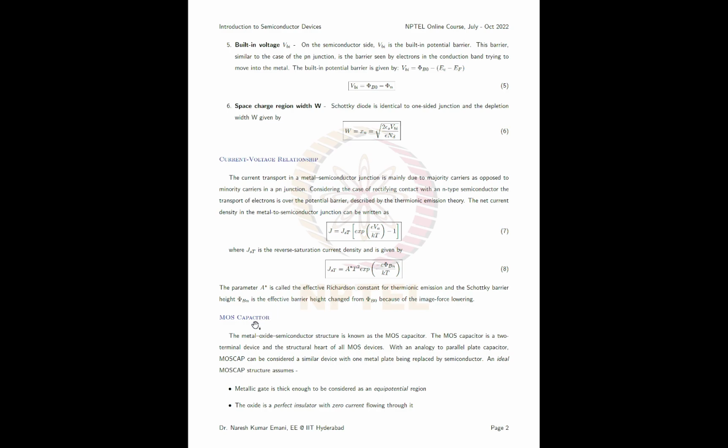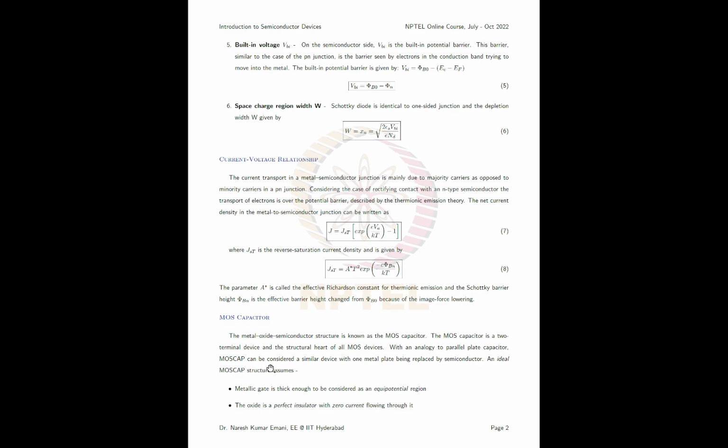Next we come to the MOS capacitor, which is a metal oxide semiconductor structure. It is a two-terminal device and the structural heart of MOS devices. It is like a parallel plate capacitor where, instead of one metal plate, you have a semiconductor.